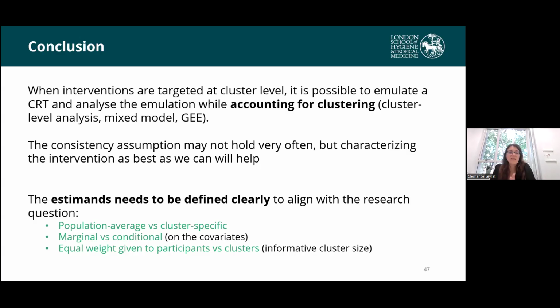But the main point is really that you have to define clearly your estimates to align with the research question. So think about this distinction between population average and cluster specific, marginal and conditional on the covariates, and equal weights to participants or to clusters, especially if you think you have informative cluster size. But the good news is that now there is this estimand framework for cluster randomized trials, and this combined with other resources will help guide you with your design.